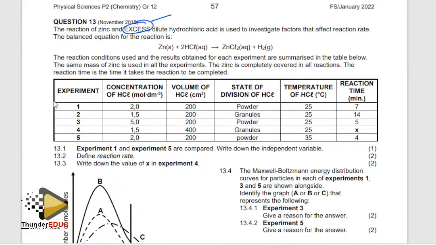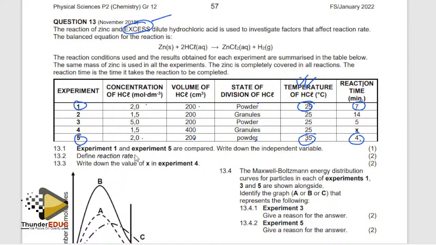They're saying experiment 1 and experiment 5. So what is different here? This is the same, this is the same, this is the same. This is different, and then time is also different. So what happened? When I increase the temperature, the time reduced. Meaning that the independent variable here is going to be temperature. So temperature will determine the speed at which this reaction is taking place.